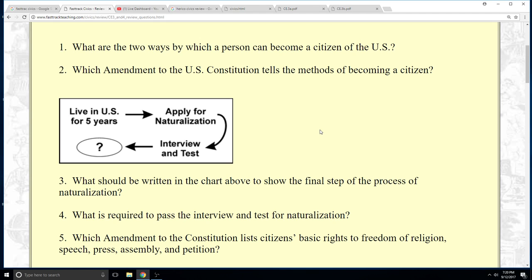U.S. government's half of it. What's the other half? So U.S. government and... There you go, U.S. history. Good job. And then what amendment lists all the freedoms? You got it, First Amendment. All right, good. Let's move on.